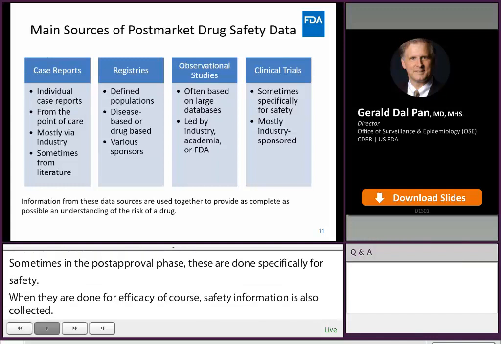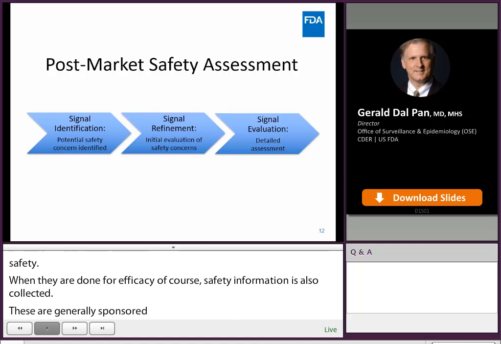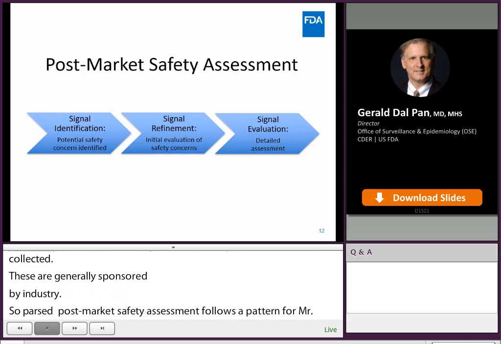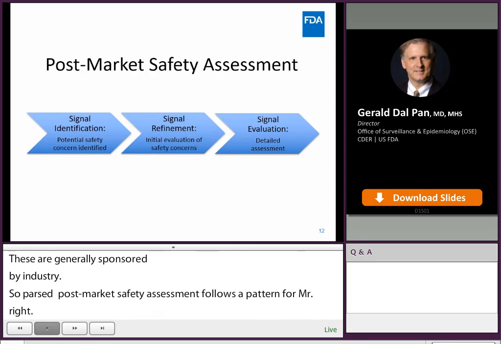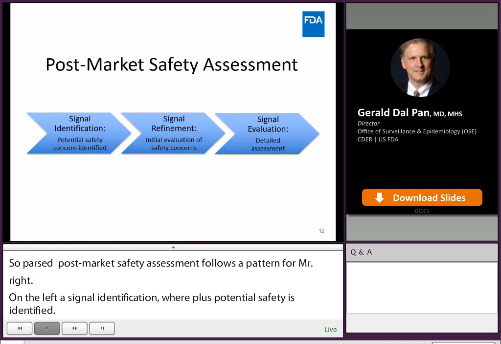So post-market safety assessment follows a pattern from left to right here. On the left is signal identification. A potential safety concern is identified, and then it moves to signal refinement. There's initial evaluation of safety concerns, and finally towards signal evaluation, a more detailed assessment that can form the basis either for future study, regulatory action, or sometimes both.